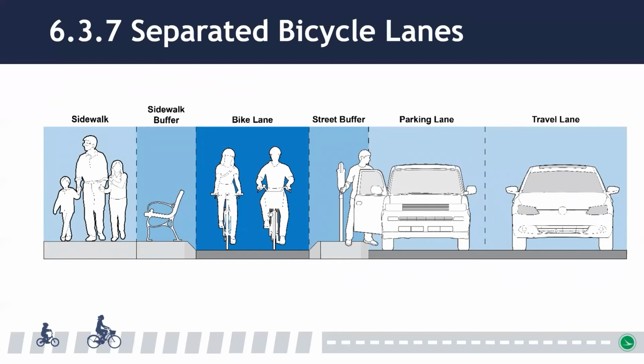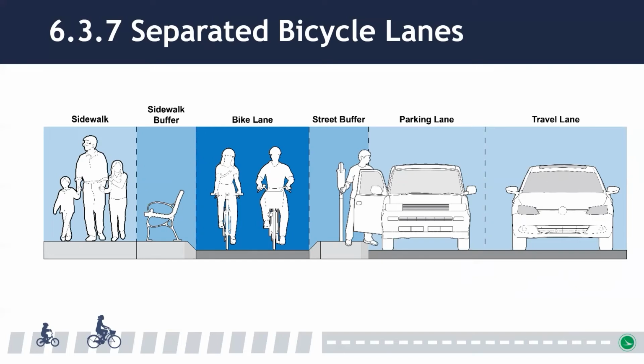Separated bike lanes are exclusive bikeways that are physically separated from the general purpose lanes. While buffered bike lanes provide a horizontal separation from motor vehicle traffic, separated bike lanes also provide vertical separation, such as flexible delineators or a curbed median.